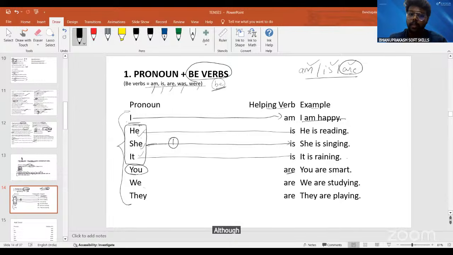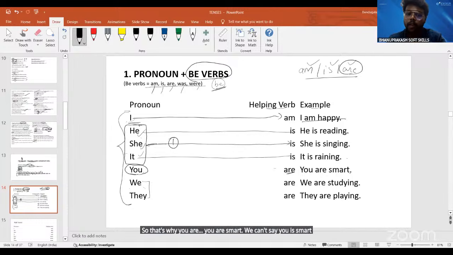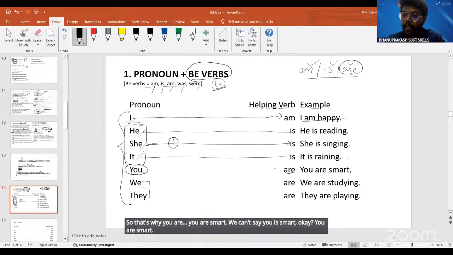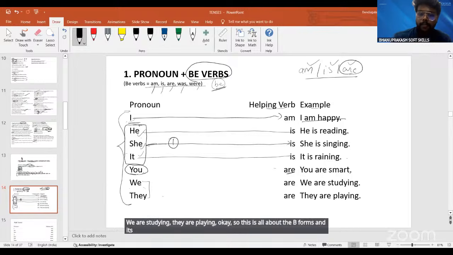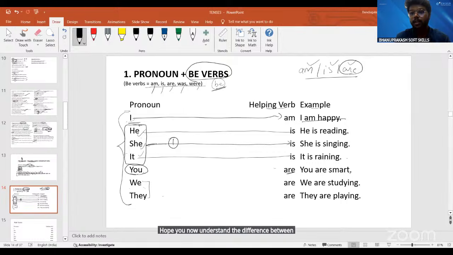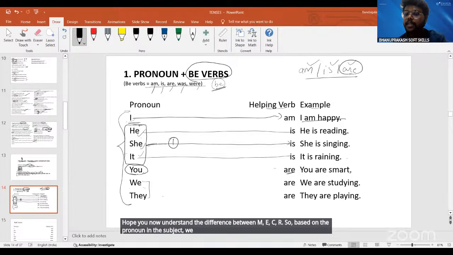Although we and they are plurals and I and you are singulars, you is part of that plural group. So that's why you are smart. We can't say you is smart. Okay, you are smart. We are studying. They are playing. So this is all about the be forms and their pronoun usage. Hope you now understand the difference between am, is, are. Based on the pronoun in the subject, we change am, is, are.